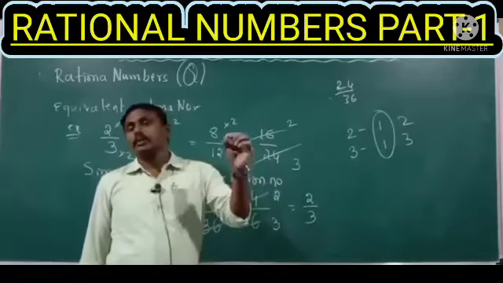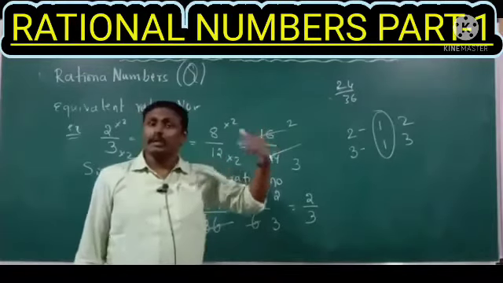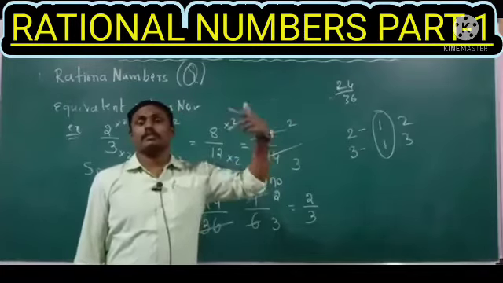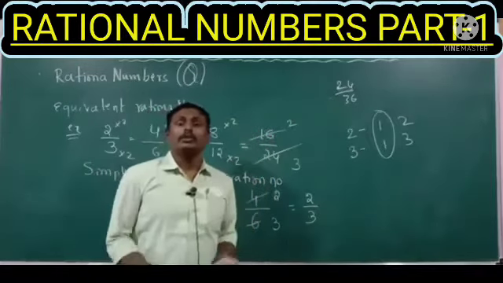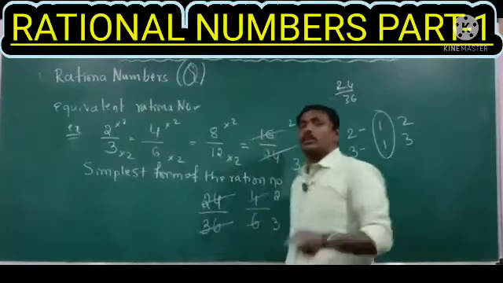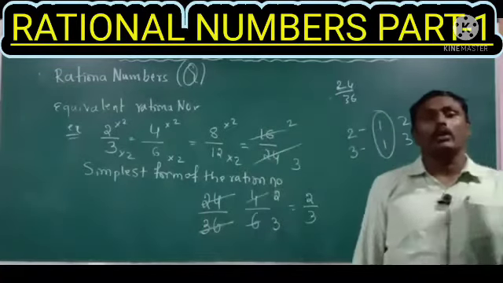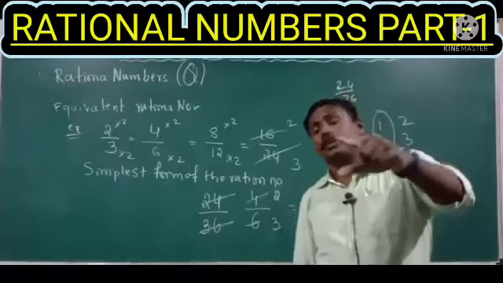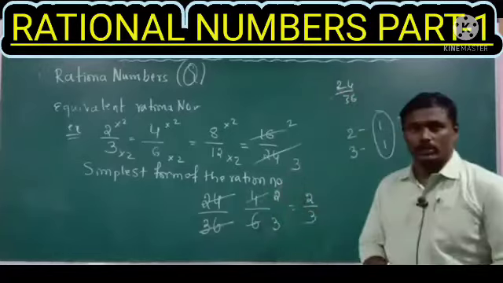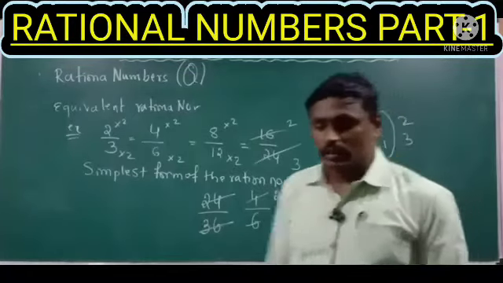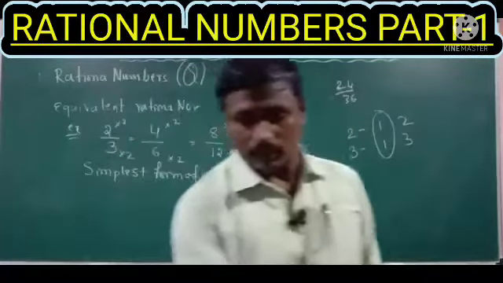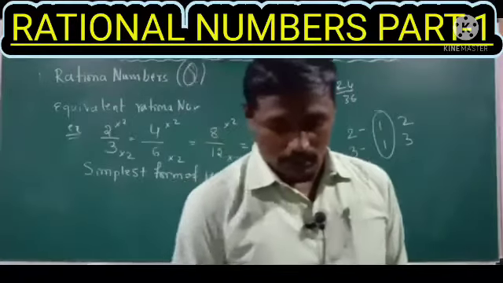The rational number is in the form of p by q, no? The p and q are two co-prime numbers. So all co-prime numbers have only one common factor, that is 1 only, right? So this is one more property of the rational numbers.